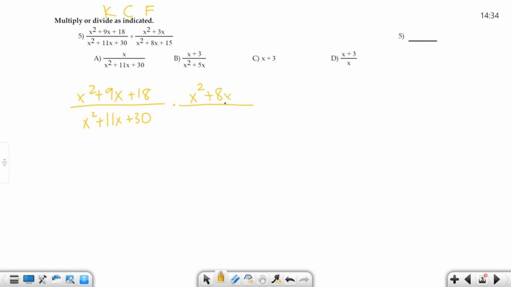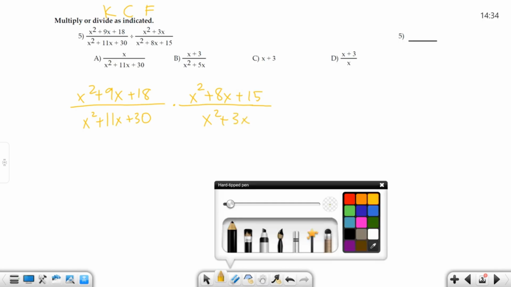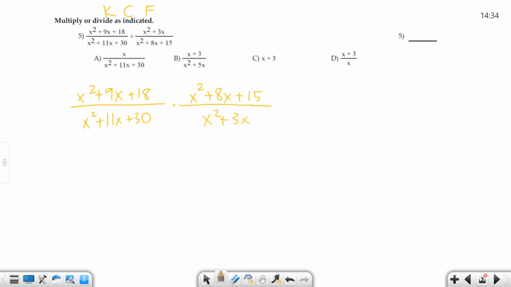X squared plus 8x plus 15 over x squared plus 3x. And here I'm going to get some other colors involved. I'm going to factor this first numerator with gray. So let's do that. 3 terms, no GCF. The leading coefficient is a 1 here. That's list method again. My list is going to be 1 and 18, 2 and 9, 3 and 6. I want the ones that add to give me 9. That's going to be 3 and 6.